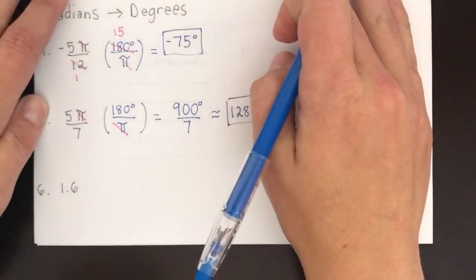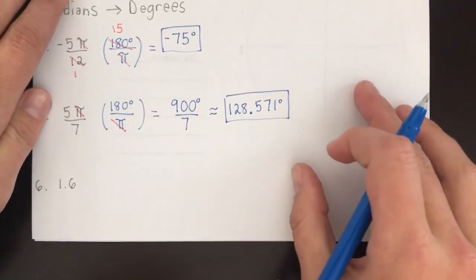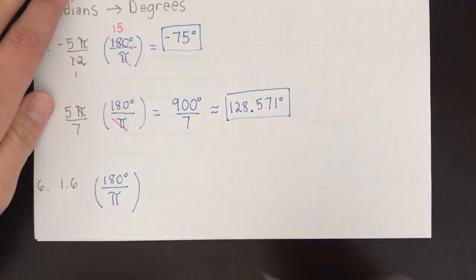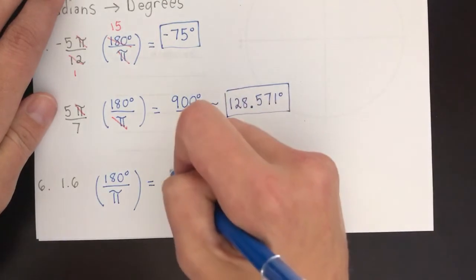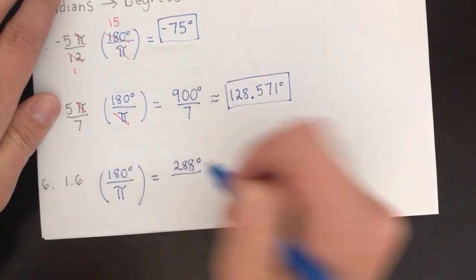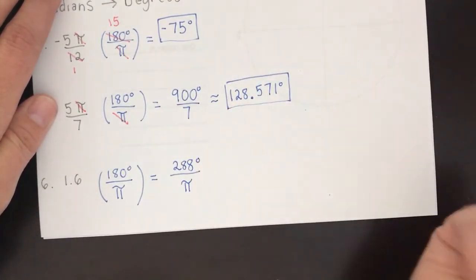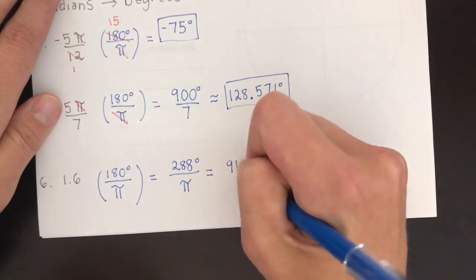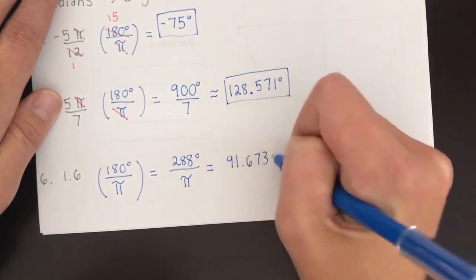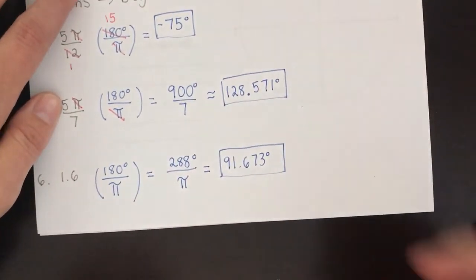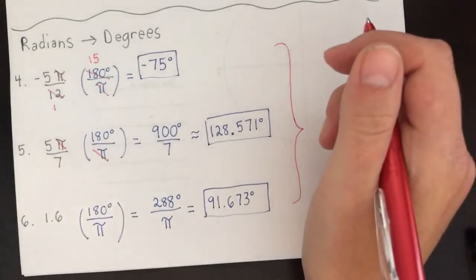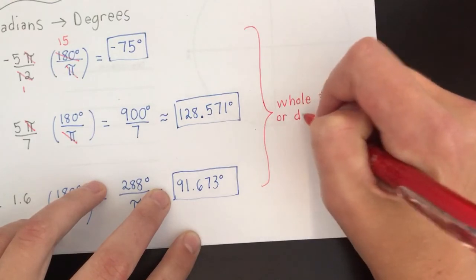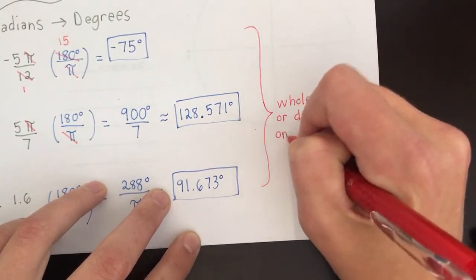Last one, number 6. If you have 1.6 radians and you want to convert it to degrees, you're going to have to multiply by 180 degrees over pi. That's going to be 288 degrees divided by pi, nothing simplifies out here. Again, fractions is not something that you want when talking about degrees. So you're going to put that in the calculator, and when you round to the nearest thousandths, you'd get 91.673 degrees. And then on this part, make a little note to yourself like you did above. Remember, above it was fractions with pi. For degrees, you want whole numbers or decimals only. No pi.